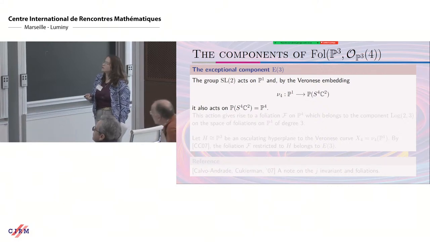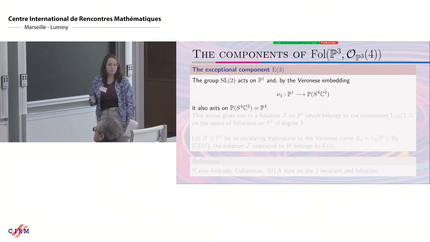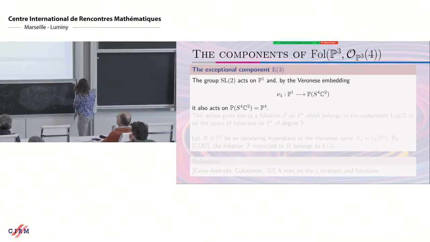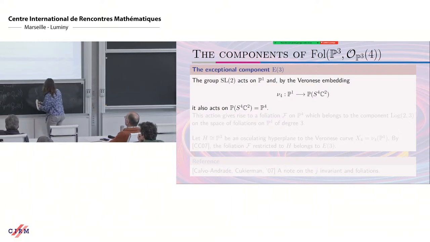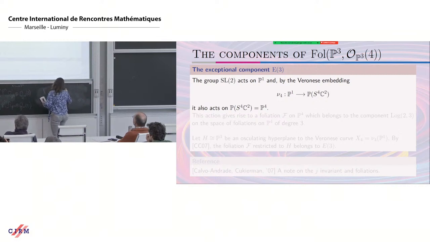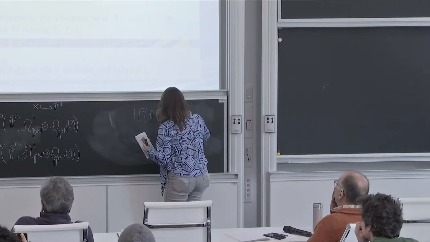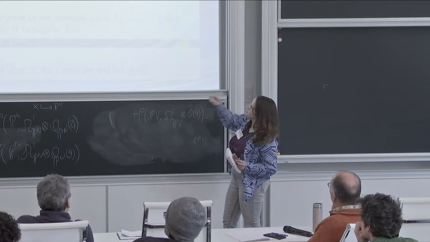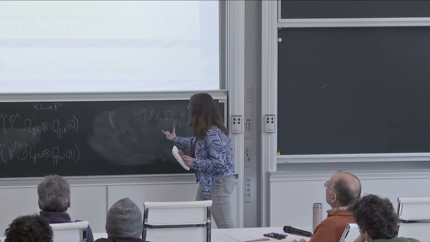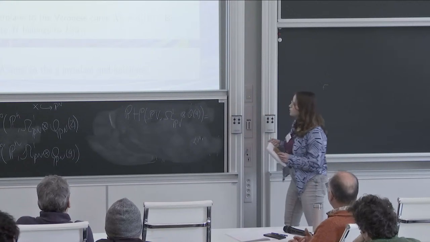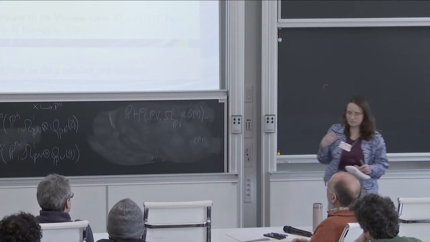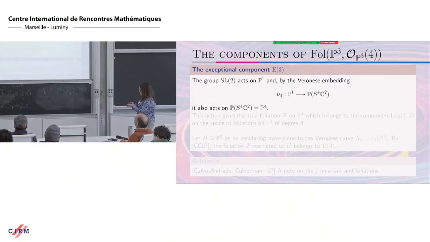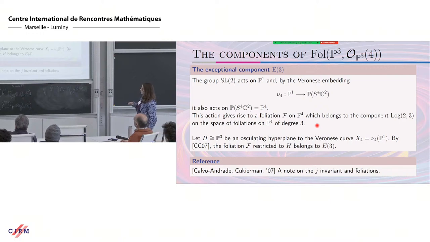And the last component that I want to tell is the exceptional component. For this, I still don't know how to map this whole component by a G-equivariant map into the projective variety of this vector space. So I want to give a good description of what I'm interested in, which was given in this paper by Calvo Andrade and Kuckermann.